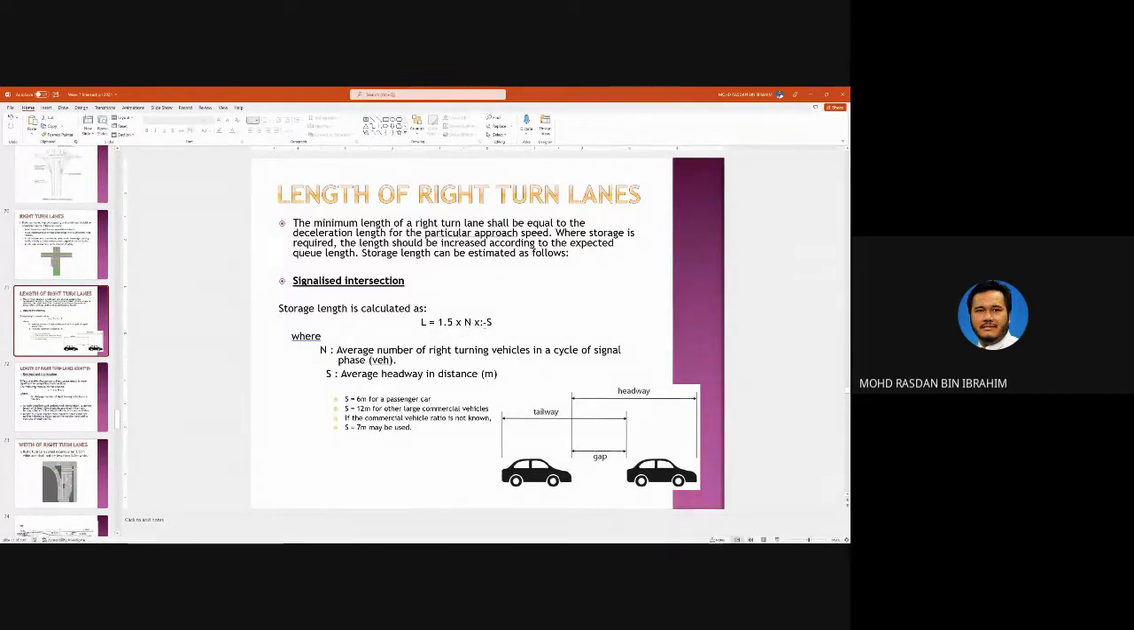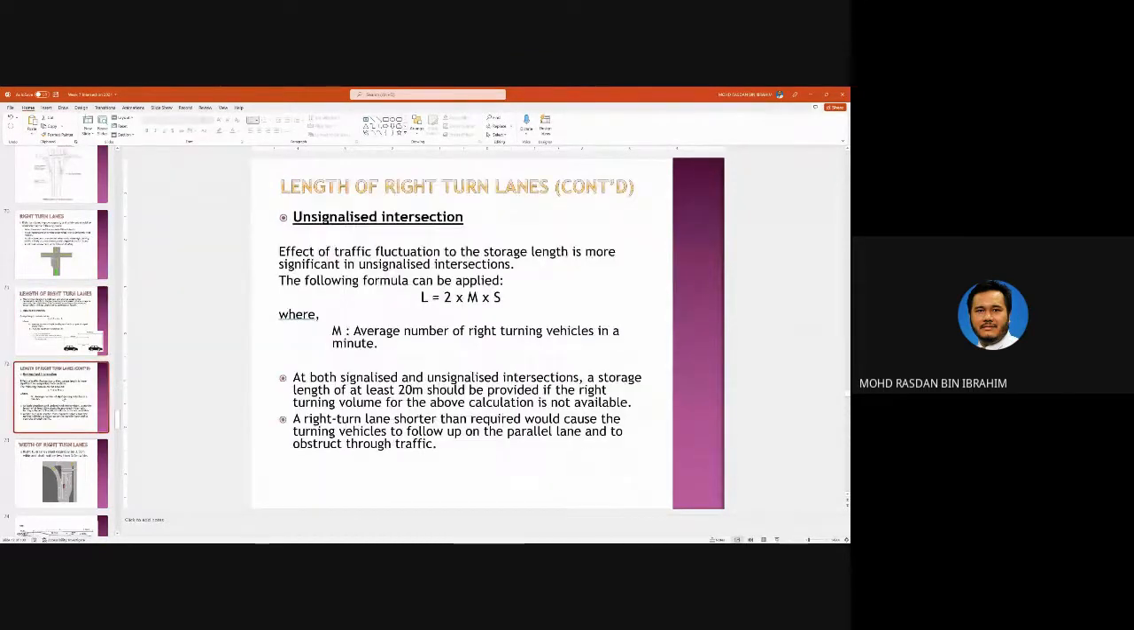N times S. Average number of right turning vehicles, and S apa tu? Average headway. So that is the storage length. This is the length of the right turn lane for unsignalized. Tadi tu signalized. So, okay, 2 times M times S. M is the average number of right turning vehicles and S is the spacing, the headway, lagi lah tadi.